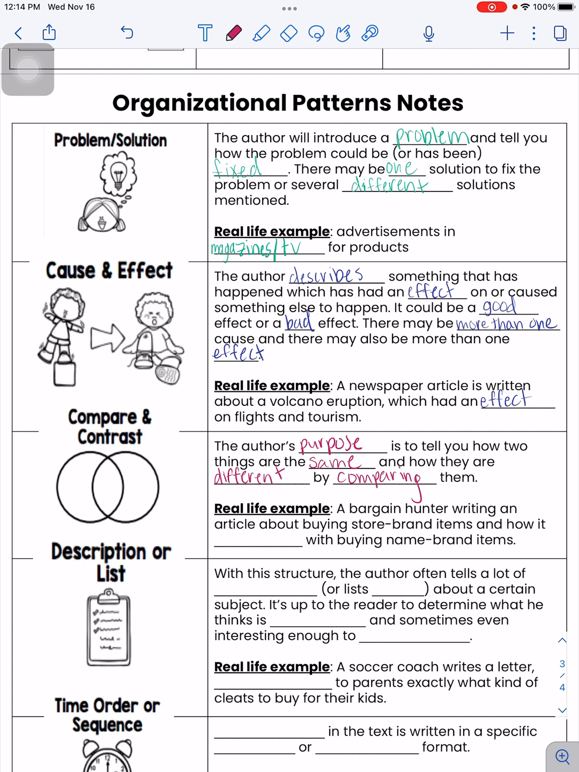So real life example, a bargain hunter writing an article about buying store brand items and how it compares with buying name brand items. So if there was somebody and they are writing an article in a magazine and they are trying to find similarities and differences between buying store brand versus name brand, they're comparing and contrasting.